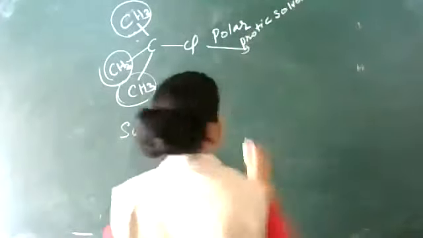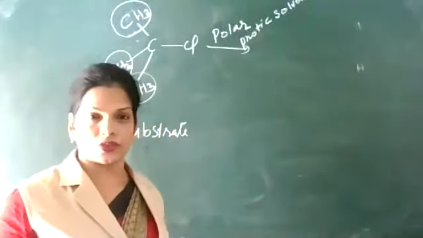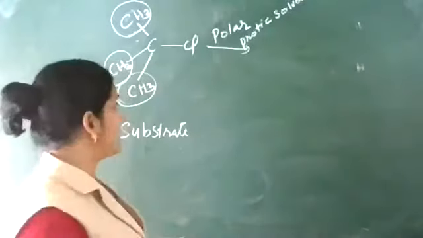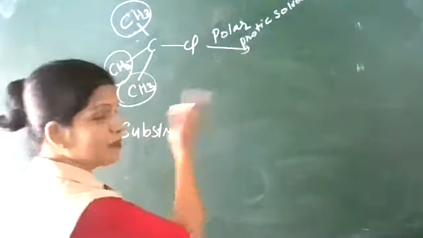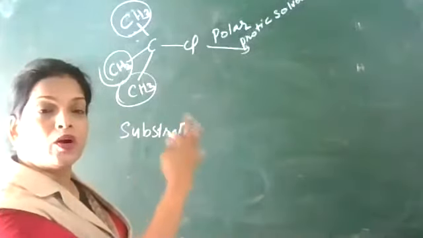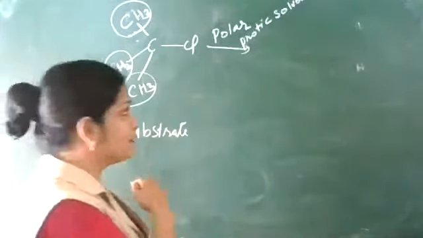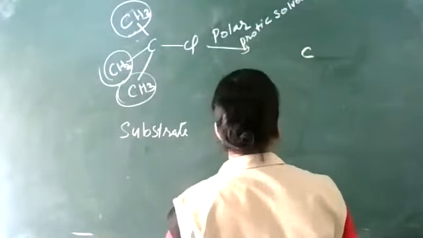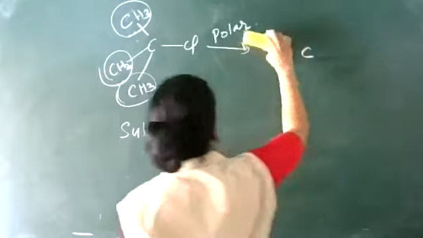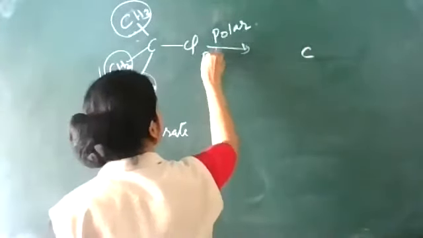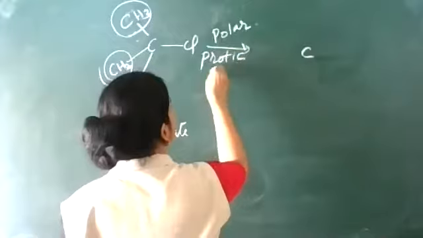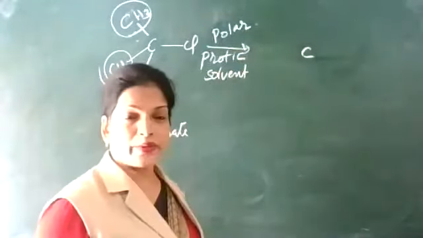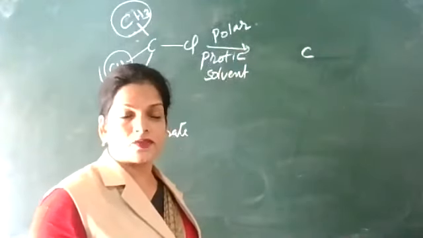Put this in a polar protic solvent so that Cl minus will get detached, and this carbon along with its CH3 groups will get detached. So what I am getting is C. Now it is a C plus. A C plus is going to be formed.